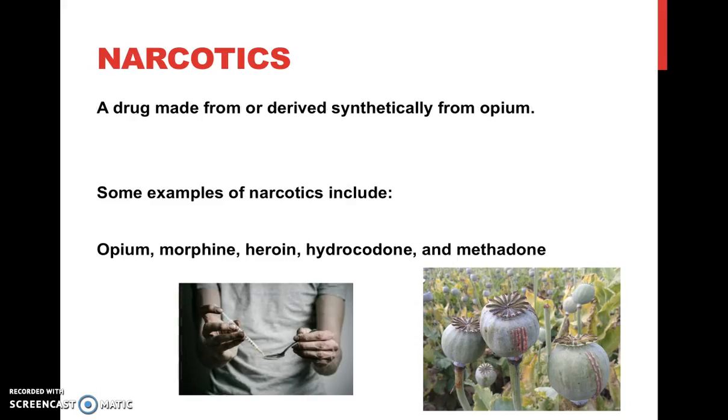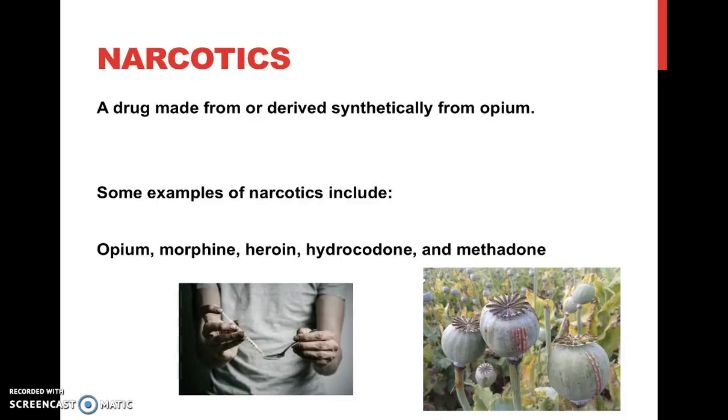Narcotics are drugs that are made from or derived synthetically from opium. So some examples of these would be opium, morphine, heroin, hydrocodone, or methadone. In the bottom left there, you can see a picture of heroin being used in liquid form. It is put into the syringe and then injected using that syringe.